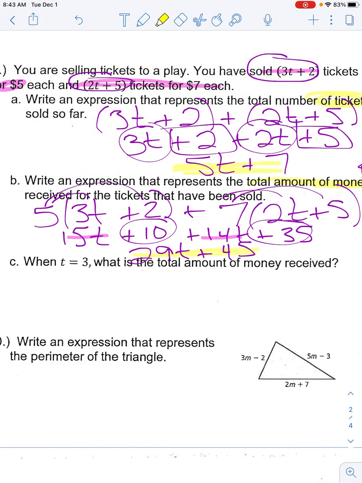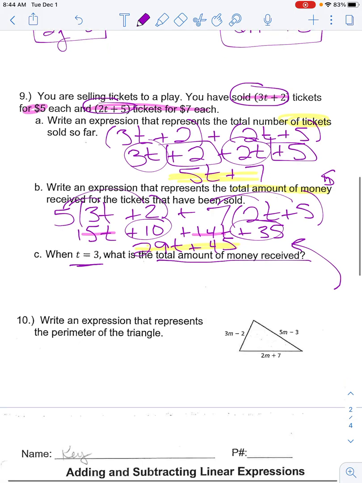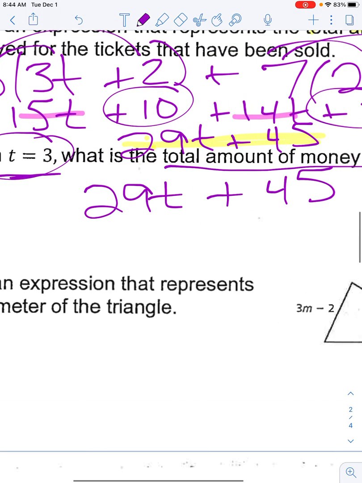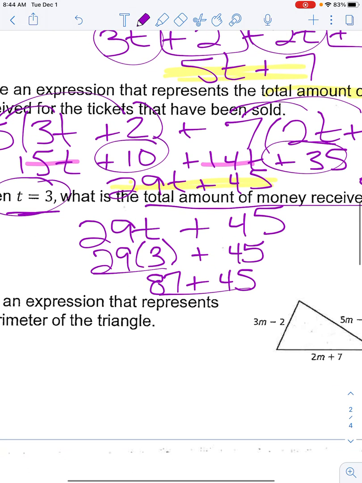So there's our expression. And then the last one says, if T is 3, what is the total amount of money received? So we're going to go back up here. We just found out how much money, the expression. So now 29T plus 45. And now we know that T is 3. So we're going to substitute in 3 for T. Remember, a number next to a letter means multiplication. 29 times 3 is 87, and then we'll add the 45. 87 plus 45 is $132 for the tickets.